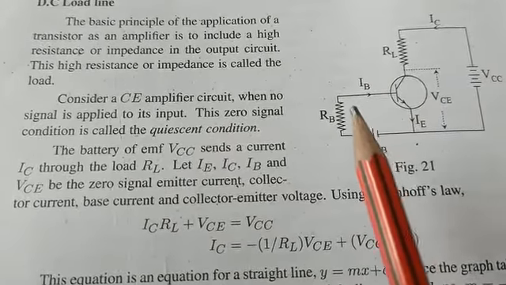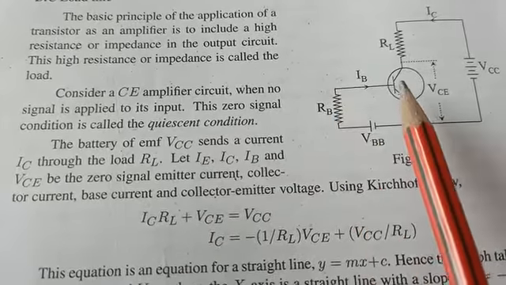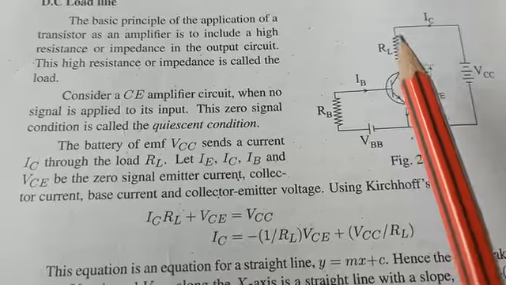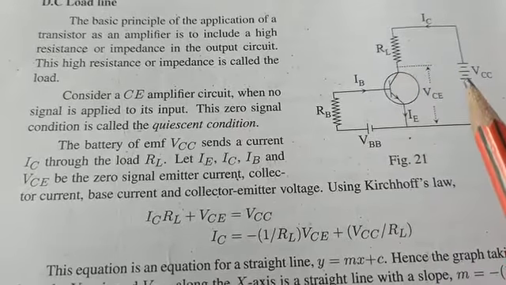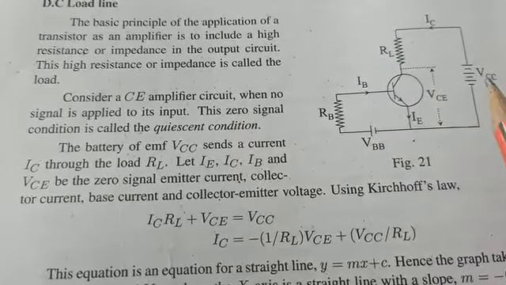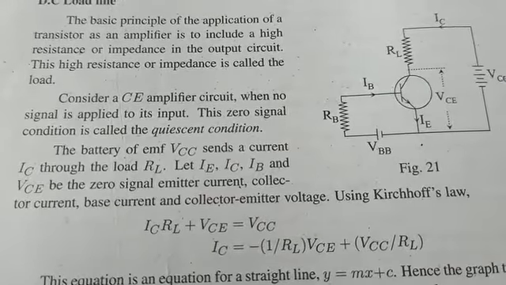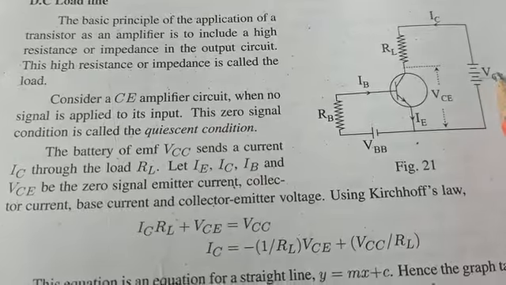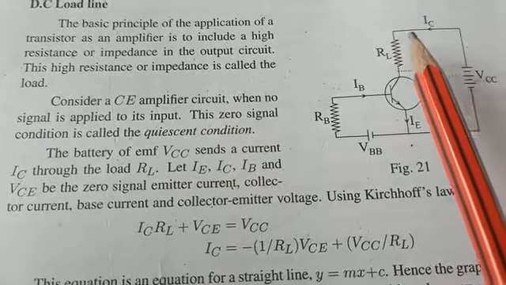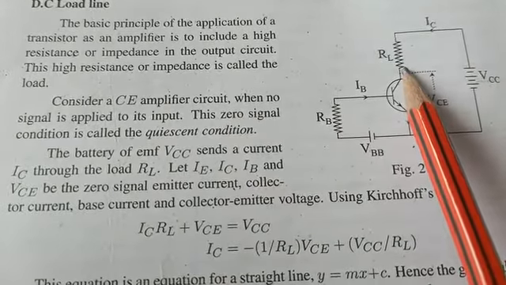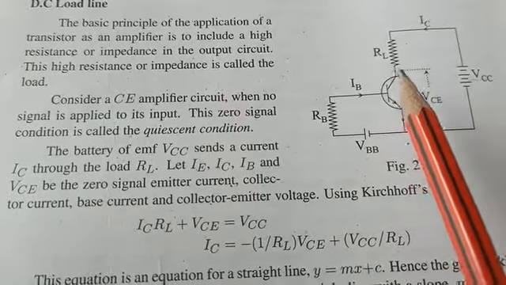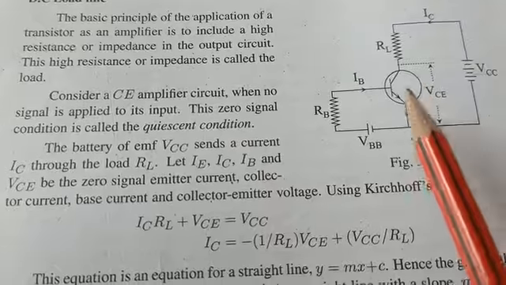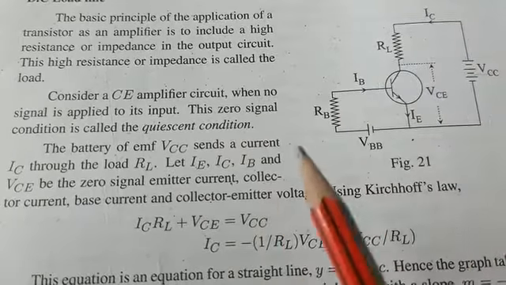CE configuration means a base resistor is connected to the base, load resistance is connected to the collector, and the biasing voltage is given by VCC. The zero signal condition is called quiescent condition. This battery VCC sends a current through the load resistance RL. Let IE, IC and IB be the emitter current, collector current and the base current.